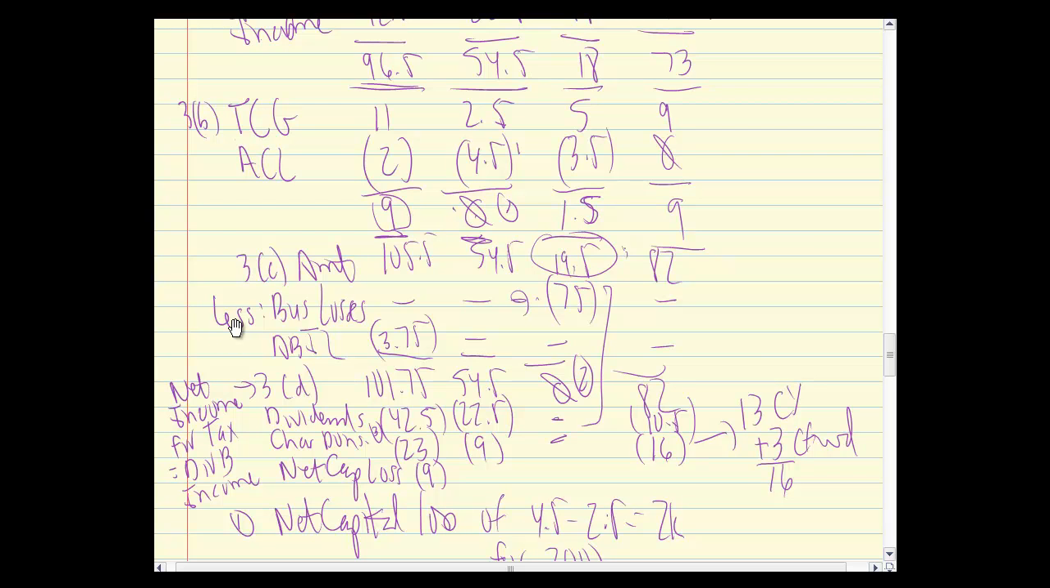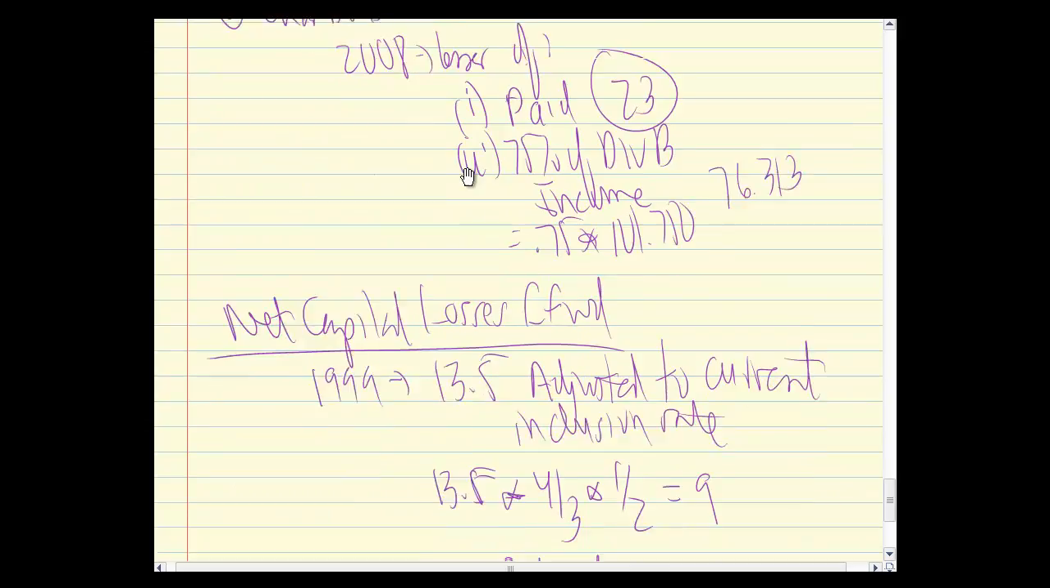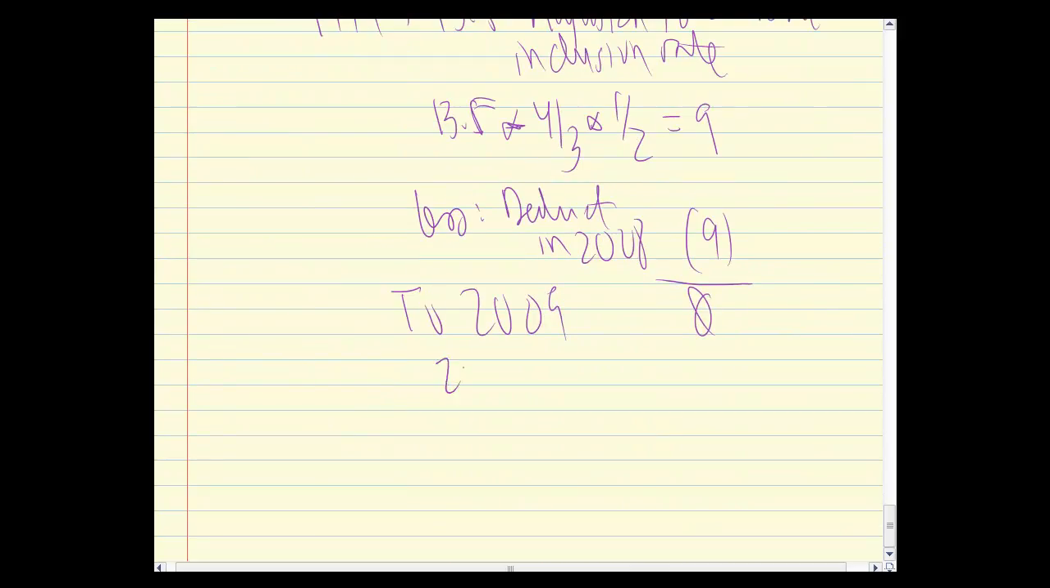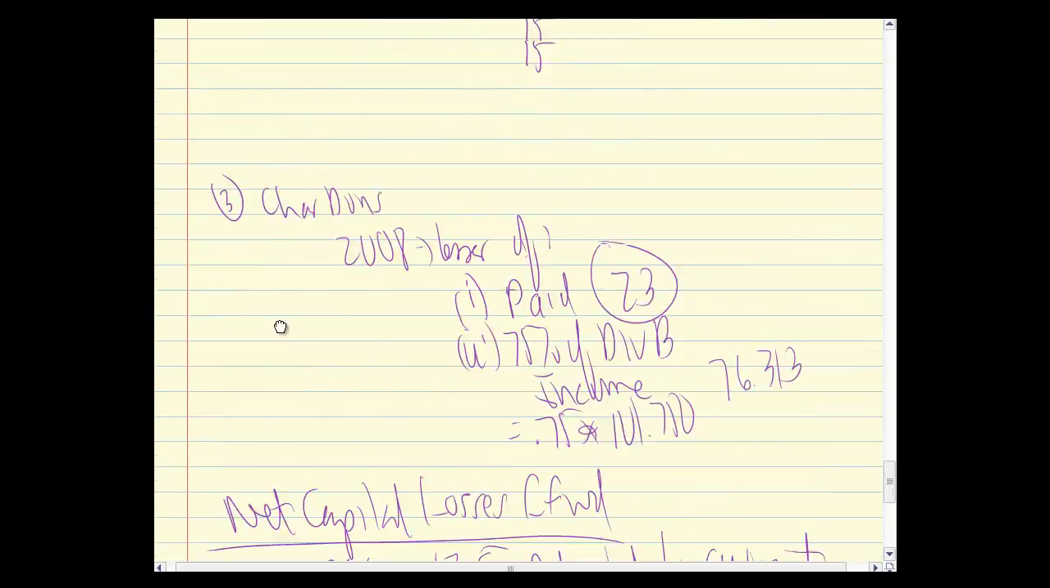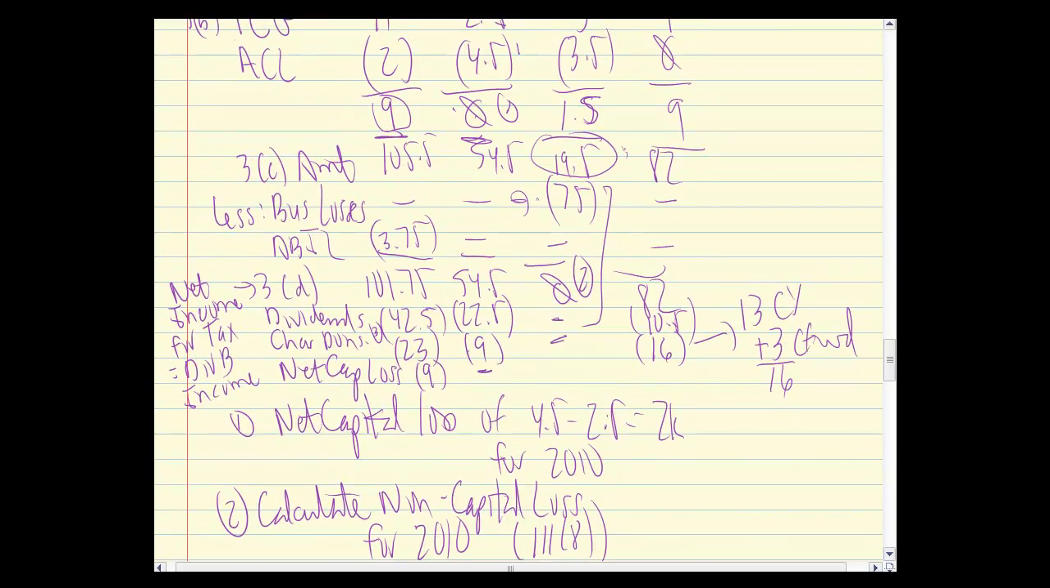Okay, what are you going to do for 2009? We had a loss carry forward, right? So we're going to go up here. We're going to just add that to the pool, right? We're going to go over here. 2009 net capital loss was how much? 2. Then we're going to go back and say, okay, so we can't claim anything there, obviously. 0 here, 0 here. Oh, sorry, shouldn't do that.